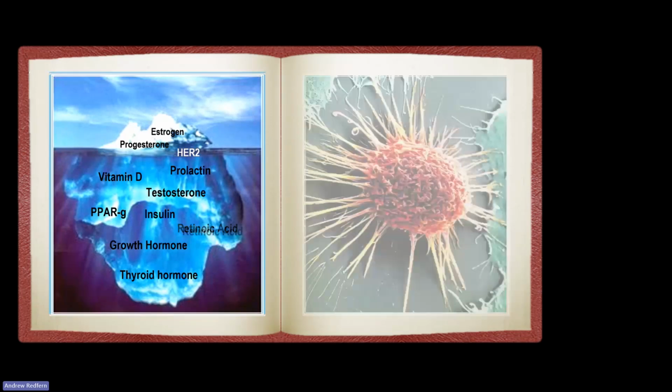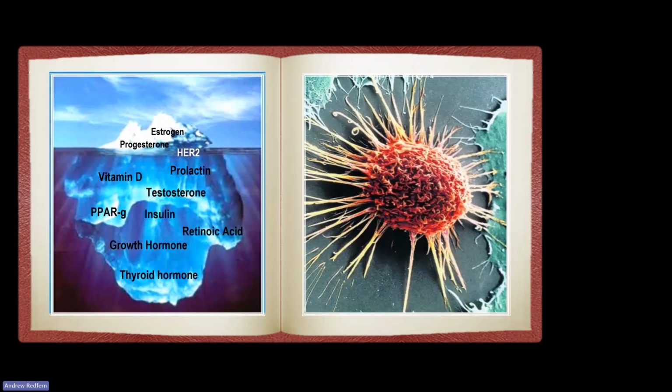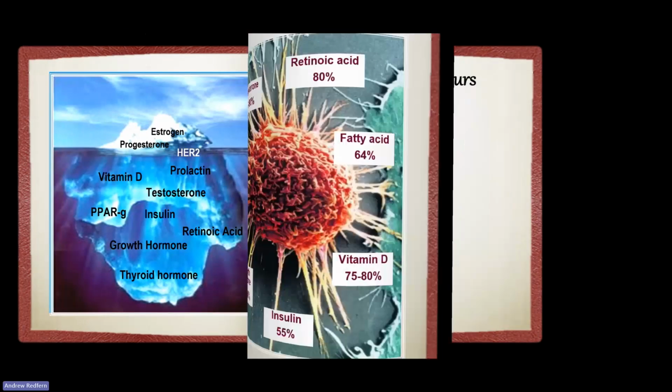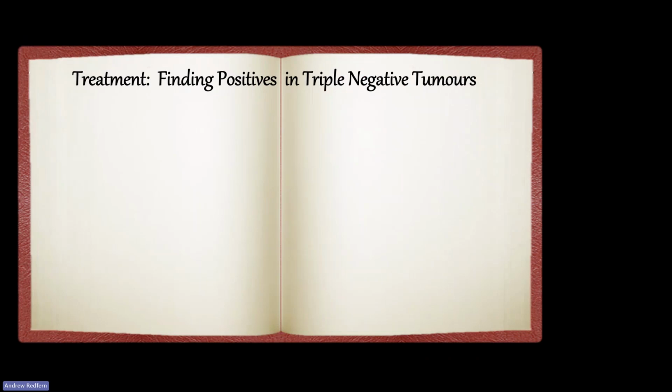When we look at a breast cancer cell, and this is an electron microscope picture of a breast cancer cell, when we measure the percentage of triple negative breast cancers that have other receptors on, you see that many of them have very frequently got other things that might be useful to us. And we're now starting to look for positives in triple negative we can target.